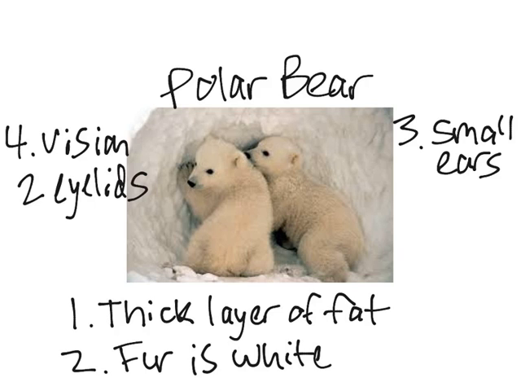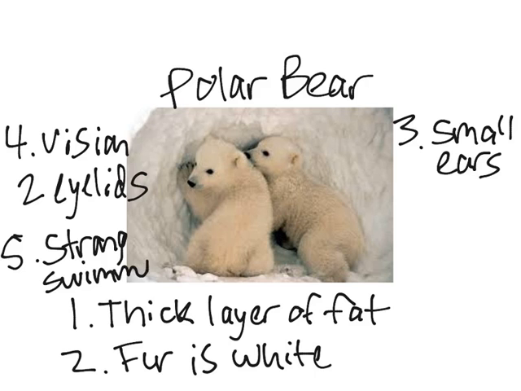And finally, they are very strong swimmers. So five is strong swimmers, in order to catch their prey, such as seals and other animals.